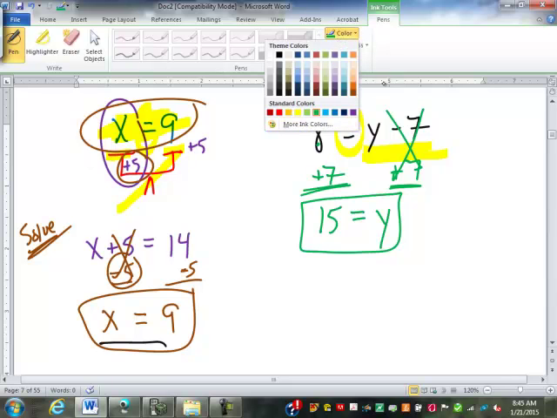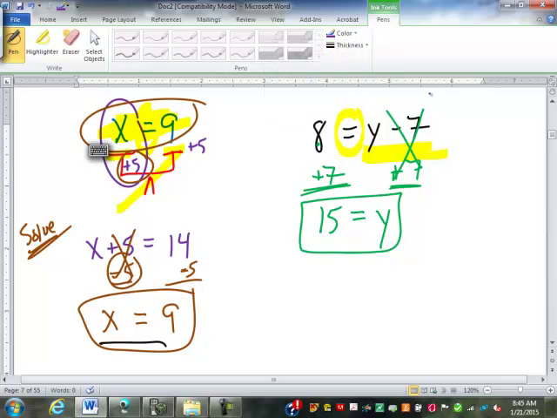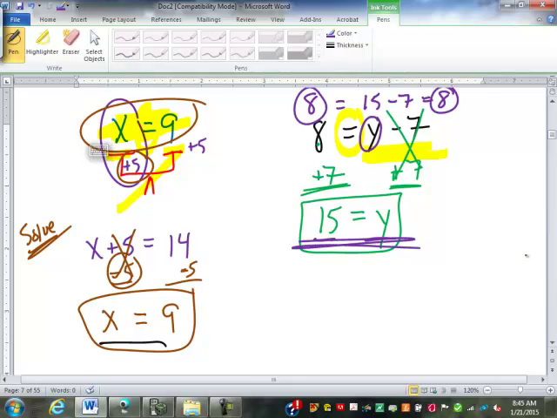Now, if we're not sure of ourselves, we can always double check. If this is true, we should be able to come up here, remove the y, and replace it with 15, and it should give us the same value on each side of the equation. Well, this side's just 8. We put 15 in here for y. Does 15 minus 7 equal 8? It sure does. So we have 8 on both sides of the equation. So we know this is true. y is equal to 15.